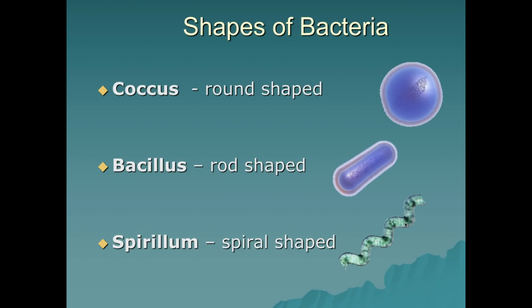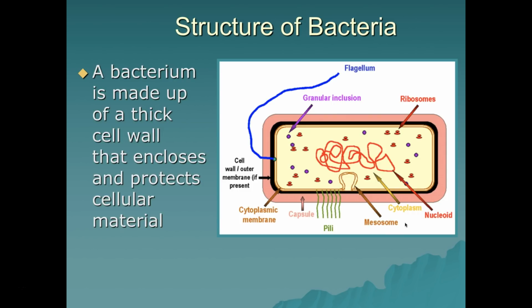Bacterium is made up of a thick cell wall that encloses and protects cellular material. There's a flagellum on bacteria. This is that cell wall. There are ribosomes in here. If you notice, there is no nucleus. There is cytoplasm. And there is a nucleoid, which is basically the genetic material.